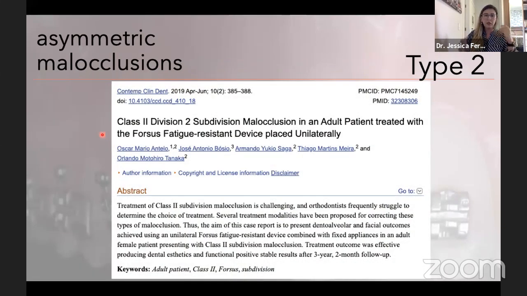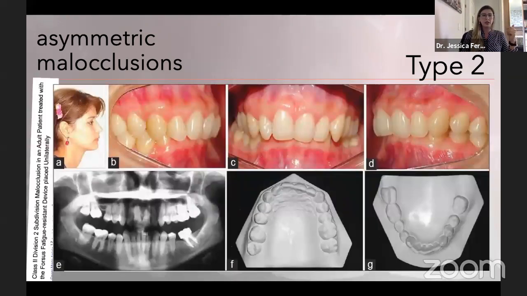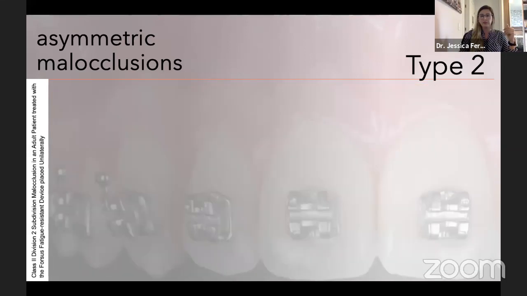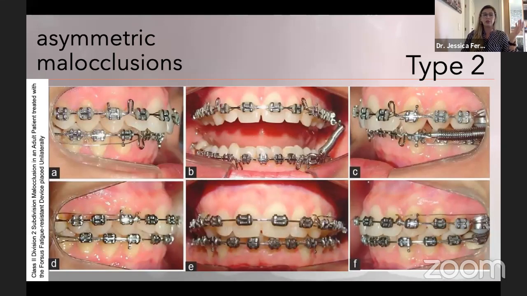So we have to consider the malocclusion severity. Not all subdivision malocclusions will be treated with extraction. The malocclusion severity is very important. In this article, they treated a female patient with a mild class 2 malocclusion with a Forsus fatigue resistant device.